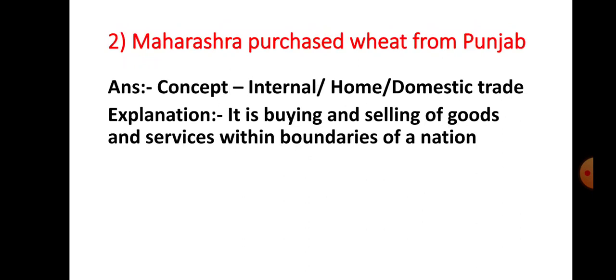Now let us see the second illustration. Maharashtra purchases wheat from Punjab. What is the concept here? This is known as internal or home or domestic trade. And you have to explain what is internal trade. It is the buying and selling of goods and services within the boundaries of a nation.